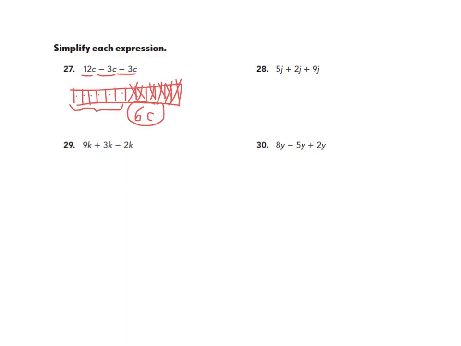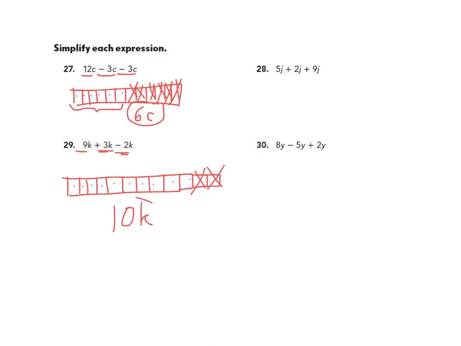If I look at number 29, I see that I've got all these like terms. And again, I'm going to do it left to right, like I'm telling a story. This is a bunch of K's. I've got 1, 2, 3, 4, 5, 6, 7, 8, 9 K's. And then they say add 3 more K's, okay? There's 3 more K's. And then they say take off 2 K's. That's gone, and that's gone. So what I'm left with, it looks like, is 1, 2, 3, 4, 5, 6, 7, 8, 9, 10 K's. So my simplified answer here is 10 K's.